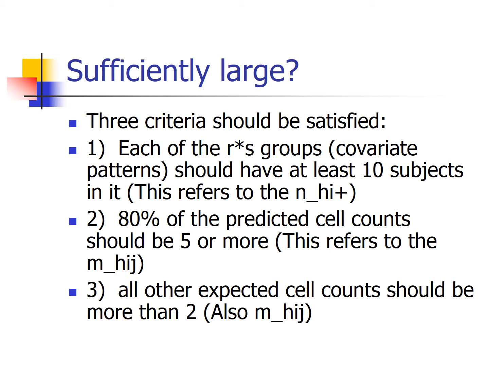And then we look at all the covariate patterns broken down further by response groups as well. So one is looking at all female smokers, female non-smokers, male non-smokers. Bullet points 2 and 3 are looking at female smokers who get the disease. So we add one extra layer on top. And we need all of those predicted cell counts, or actually 80% of those predicted cell counts, to be 5 or more. And all the remaining ones, anyone that's not 5 or more, should be more than 2.